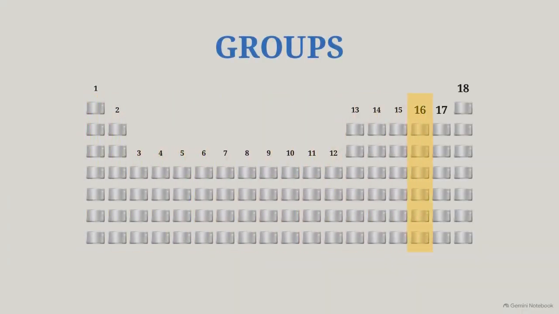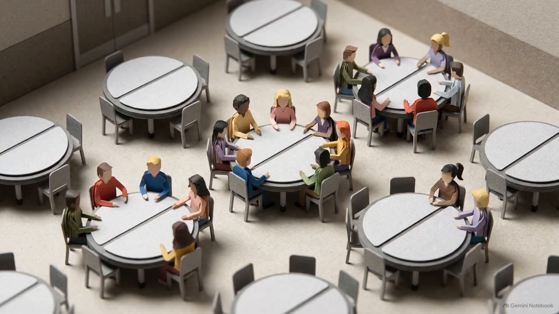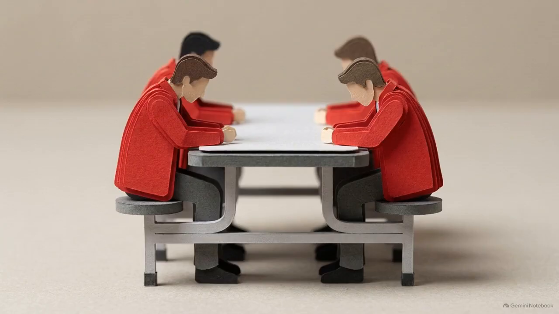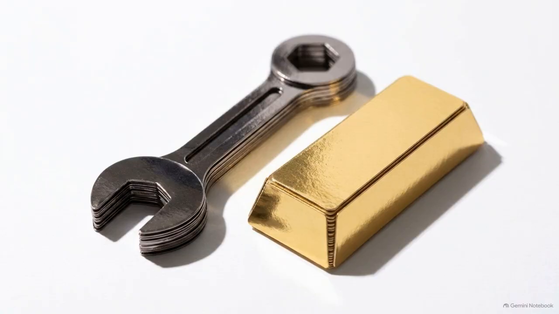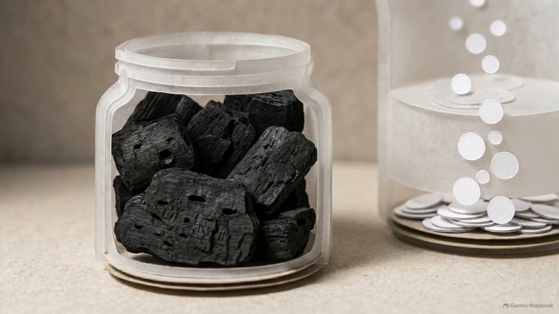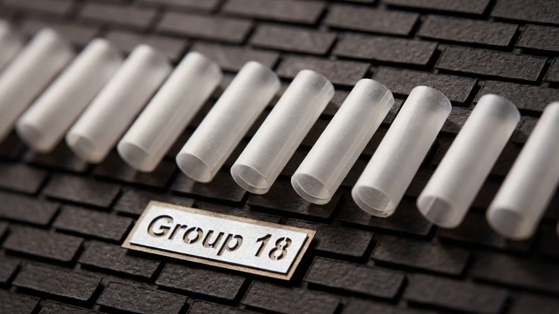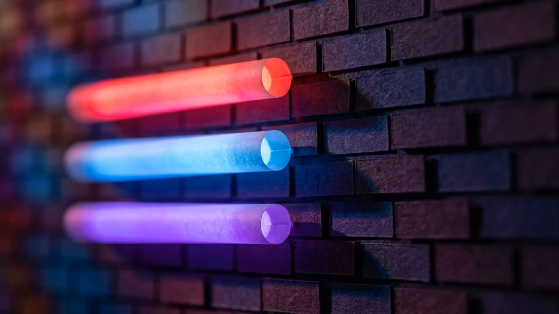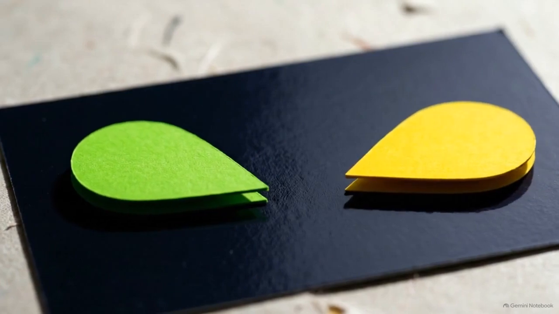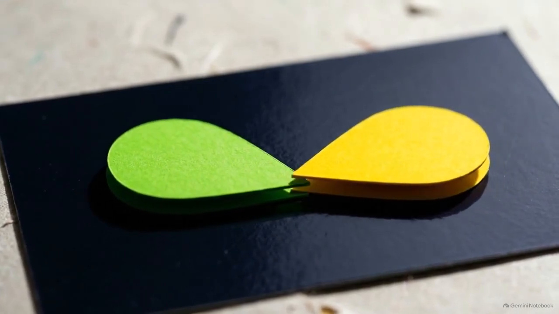Remember our cafeteria cliques? Elements sitting in the same vertical group belong to the same family, meaning they behave in highly similar ways. You have cliques like the shiny metals, which include iron and gold. You have nonmetals like oxygen and carbon. And all the way over in group 18, you have the quiet kids, the noble gases, which rarely react with anyone else. Just by locating which column an element sits in, you can instantly predict its personality and how it will react with others.